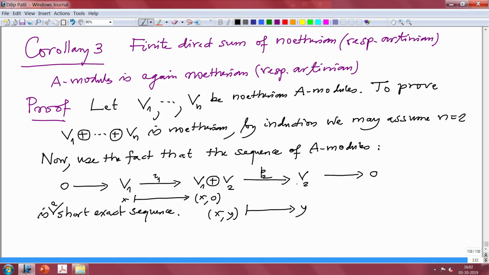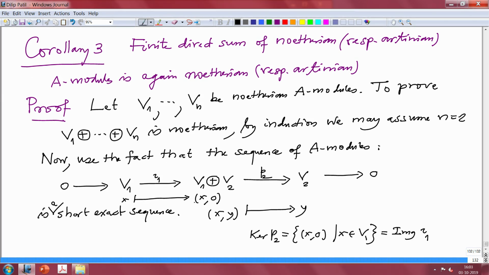Now, what is the kernel here? Kernel of P2 is precisely all those x, y where y is 0. So that means kernel of P2 is x comma 0, where x varies in V1. But that is clearly also the image of iota 1.